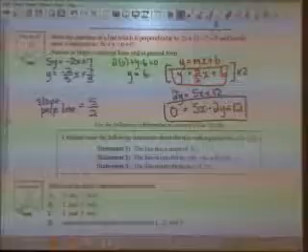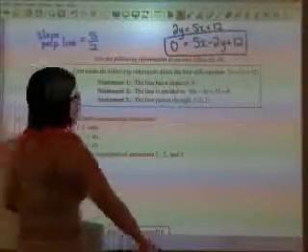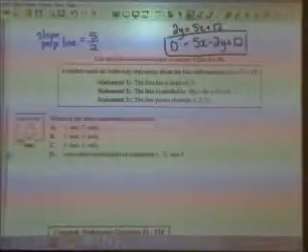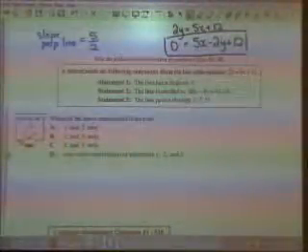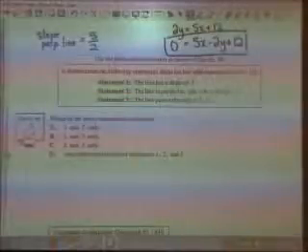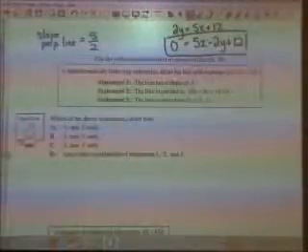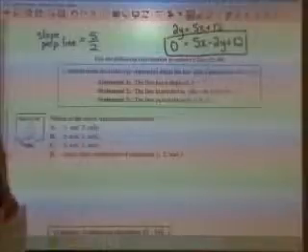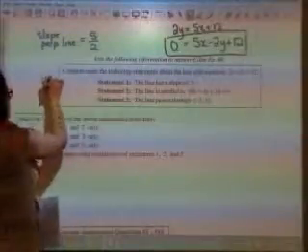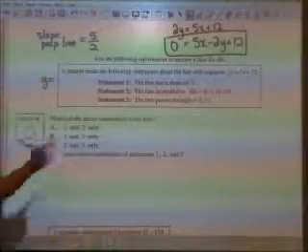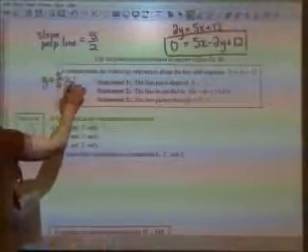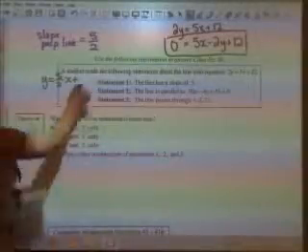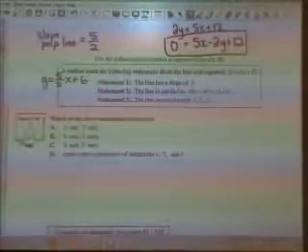Okay? A student made the following statements about a line with an equation 2y equals 5x plus 12. The line has a slope of 5. Well, what do I need to do in order to figure that out? And how do I find the slope? I divide everything by 2, so I'd get y equals what? 5 halves x plus 6. Okay. So does this line have a slope of 5? No.